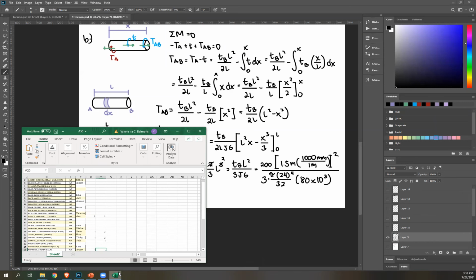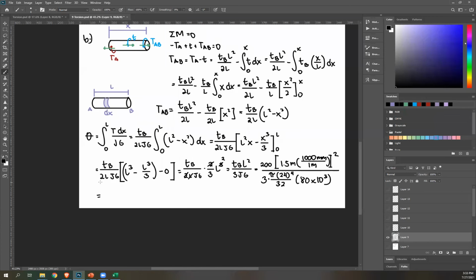Enrique. And then hold on to that answer because that's in radians. So you'll get 0.06 rad. Again, the answer for angle of twist should be in degrees. So times 180 over pi. What's the final answer?